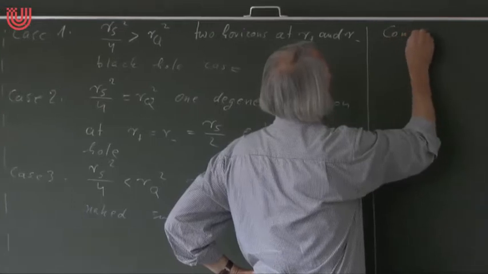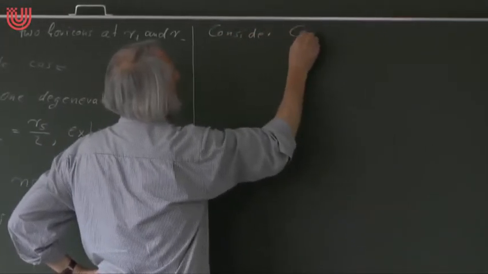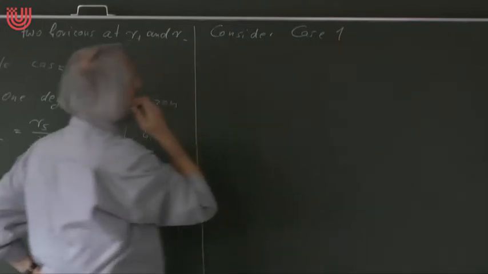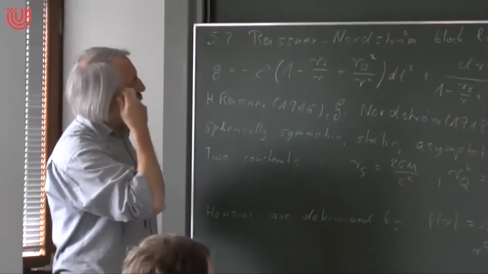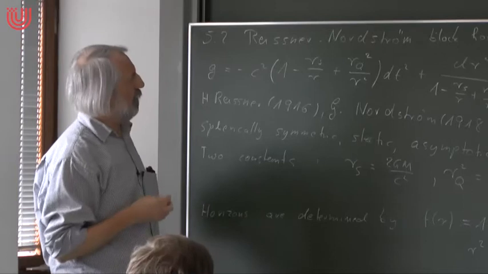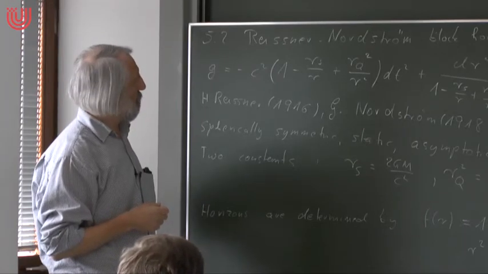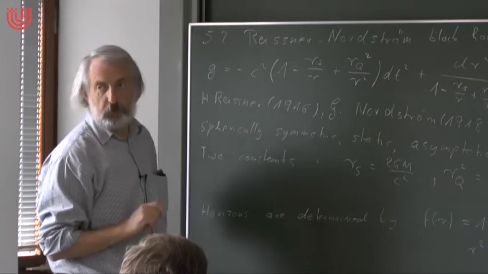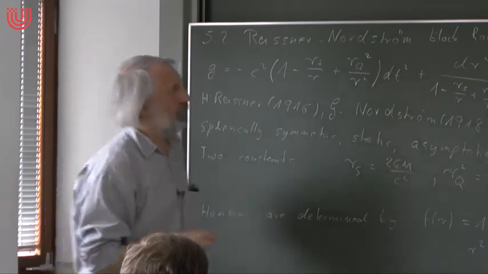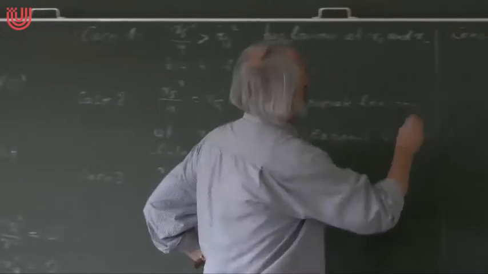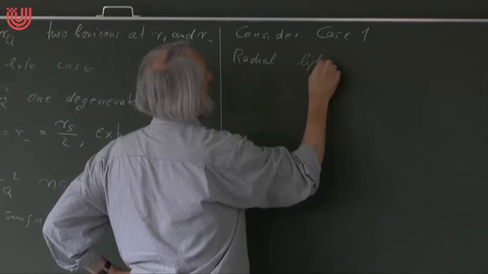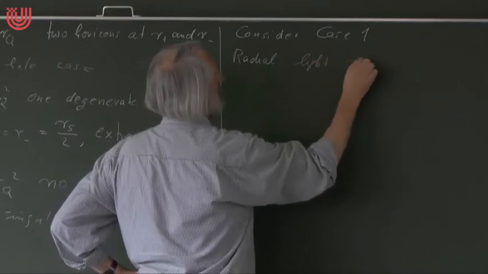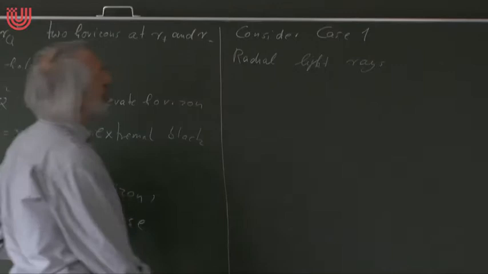For the time being, for the next 50 minutes or so, I will consider case 1. And what do we have to do? If we want to discuss what's going on at the horizon, we need the equations for the radial light-like geodesics. Yeah, that was always the key ingredient. So we consider radial light-like geodesics. Radial, or let me just write light rays. It's just another word for the same things.